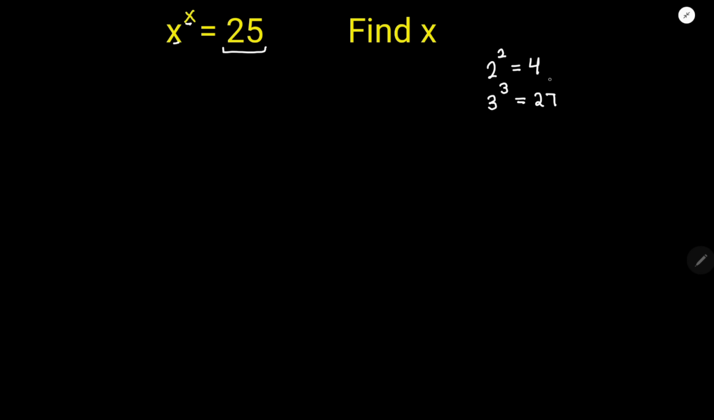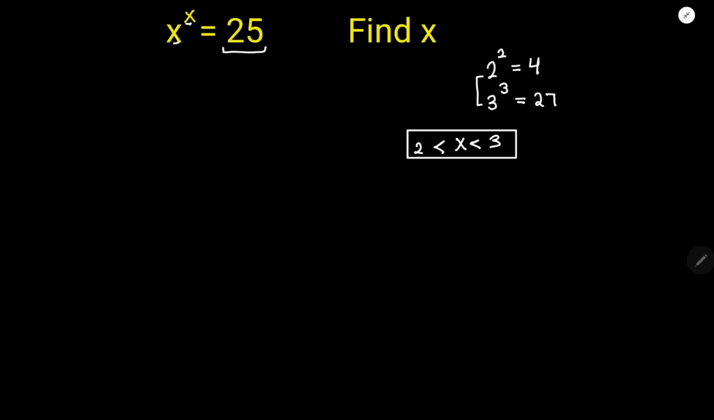That lies somewhere between 4 and 27. So the x will be somewhere between 2 and 3, right? Because 2 raised to power 2 is 4, 3 raised to power 3 is 27. So x lies somewhere between 2 and 3. We know this thing, but we do not know how to calculate, okay?